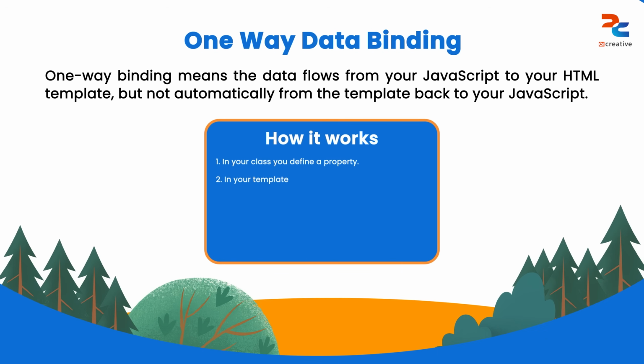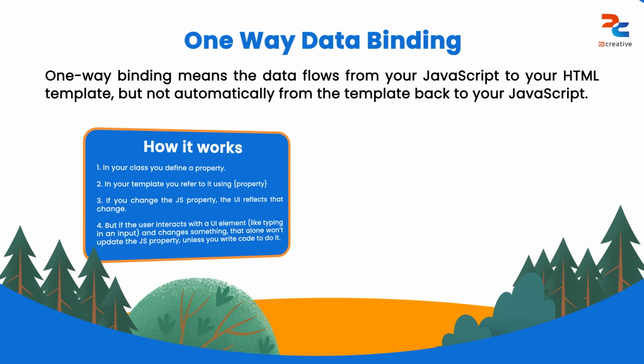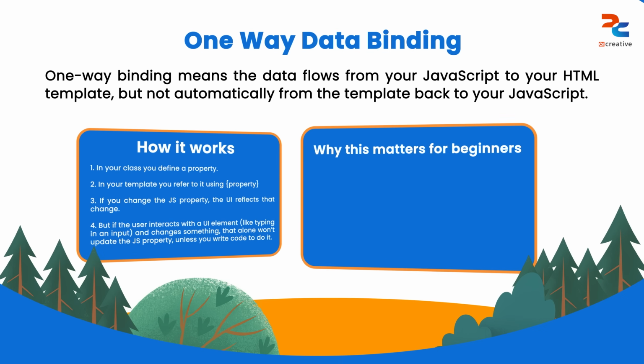In your class, you define a property and in your template, you refer to it using the property name. If you change the JS property, the UI reflects that change. But if the user interacts with the UI element, like typing in an input and changes something, that alone won't update the JS property unless you write code to do it.